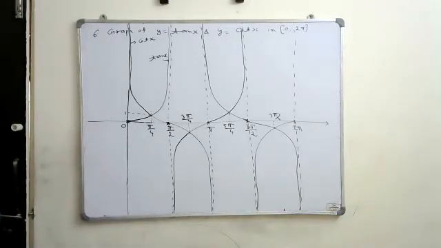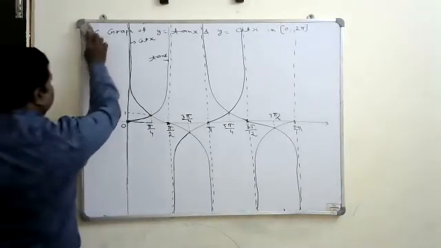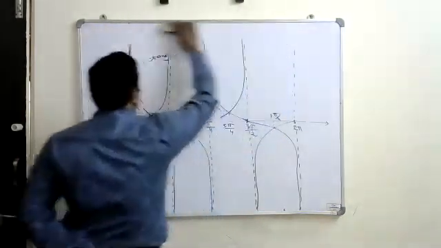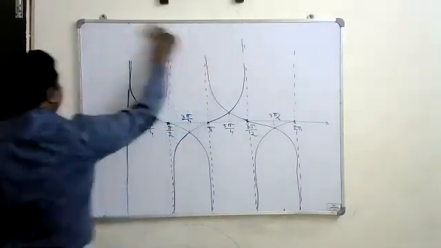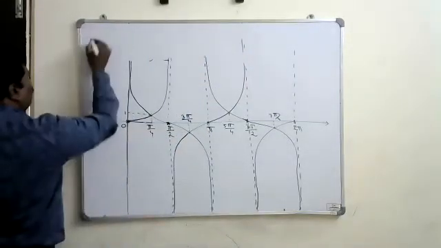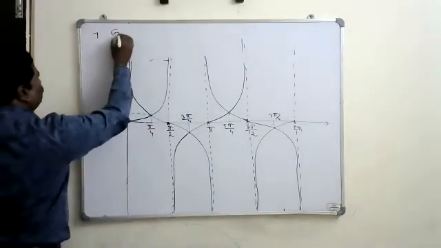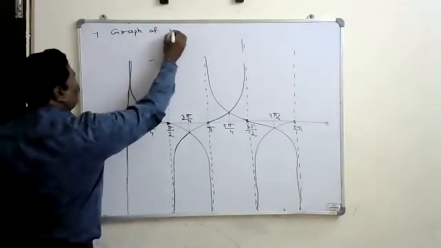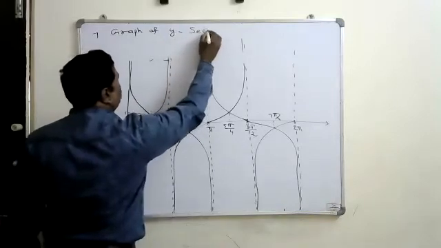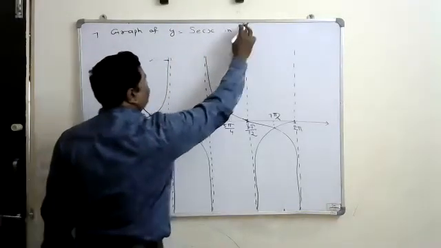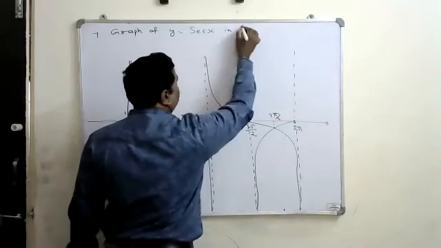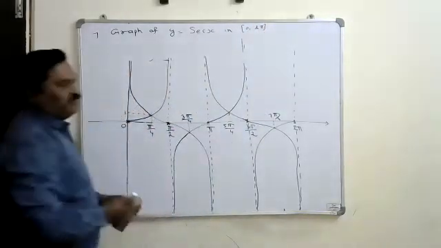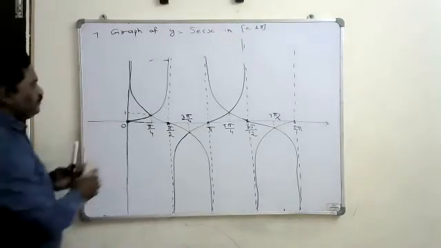Complete, sir. Okay. Next, we'll see the graph of secant x now. Seventh one. Graph of y is equal to secant x in the closed interval 0 comma 2 pi. The same interval, we'll draw the graph of secant x.